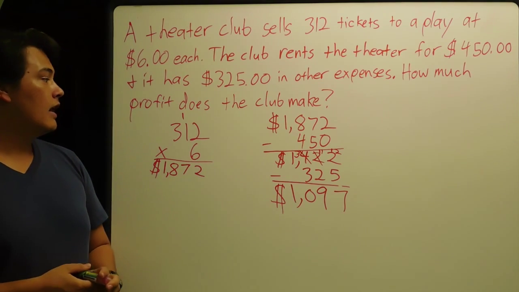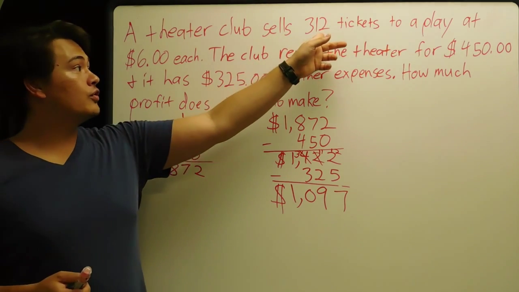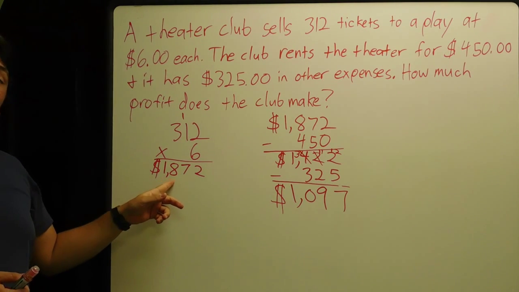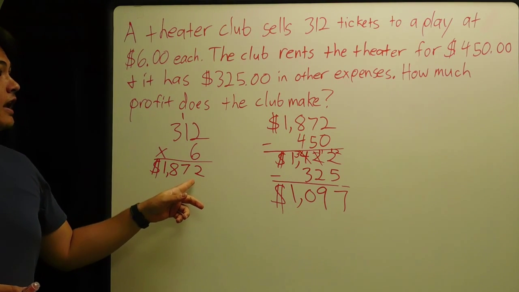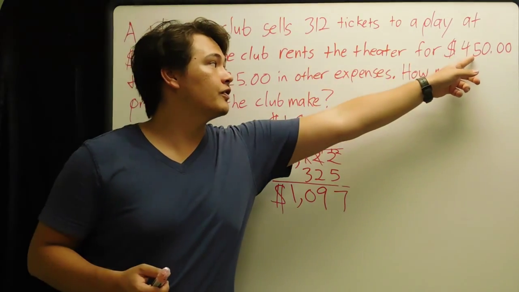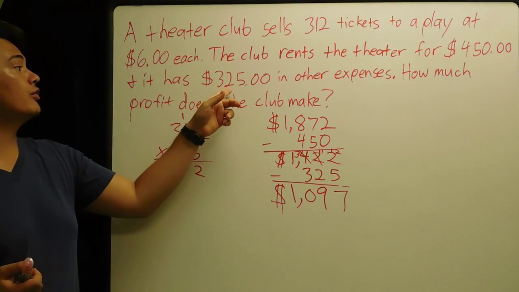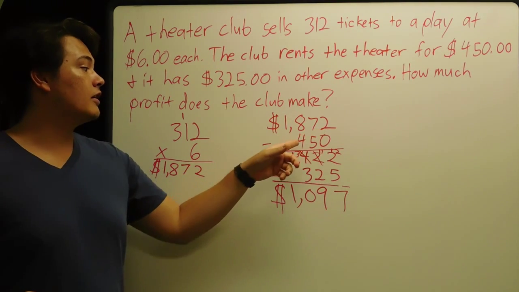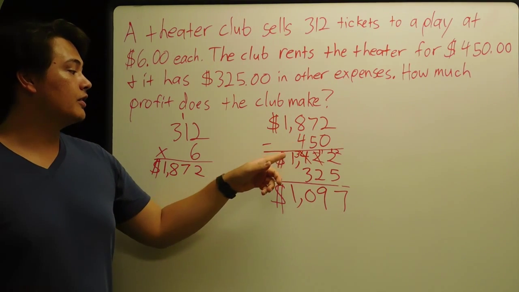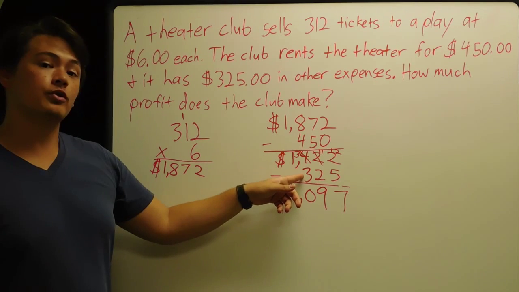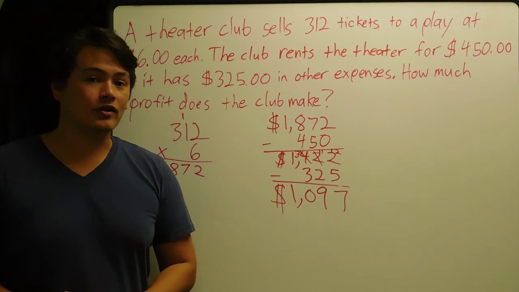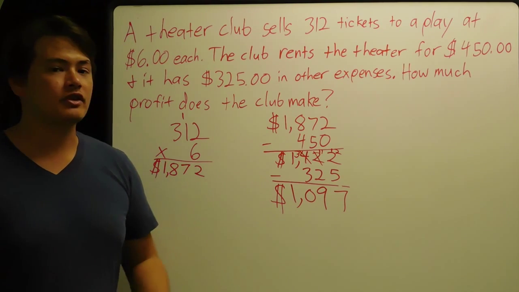So in the end, they sold 312 tickets at $6 each, making them $1,872. They had to pay $450 to rent the theater and $325 for the other expenses. So from the money they made, they subtracted $450 and then they subtracted $325, which ends up being $1,097 that they made in profit.